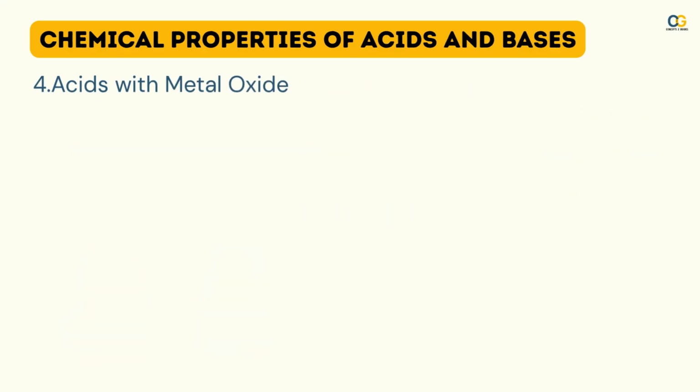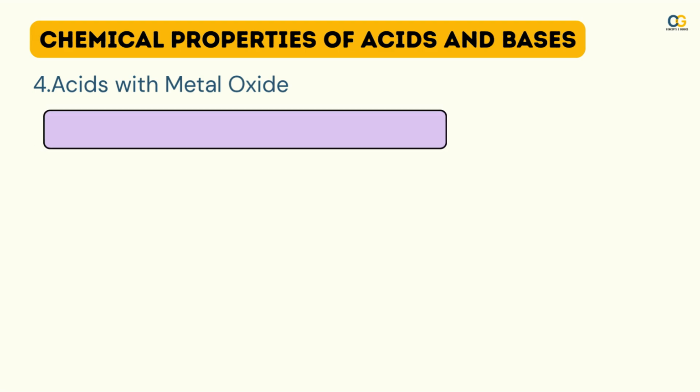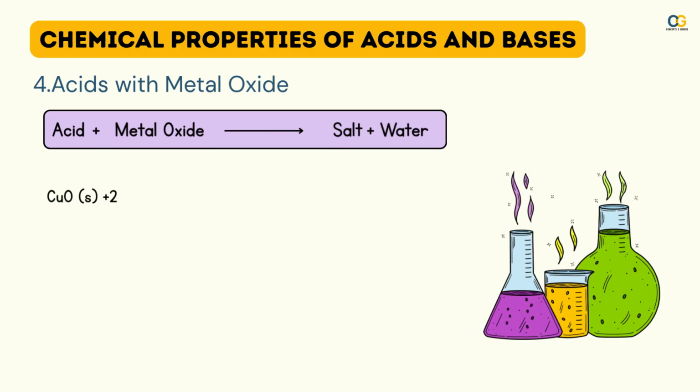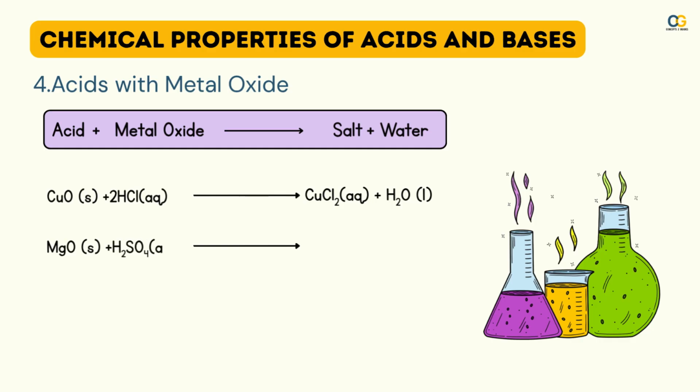Let us see how metal oxides react with acids. Bases do not react with metal oxide. So acid and a metal oxide gives rise to salt and water. So copper oxide with hydrochloric acid gives rise to copper chloride and water. Magnesium oxide with sulfuric acid gives rise to magnesium sulfate and water. What can we conclude from this? If an acid is reacting with something and giving rise to salt and water, the something is basic.